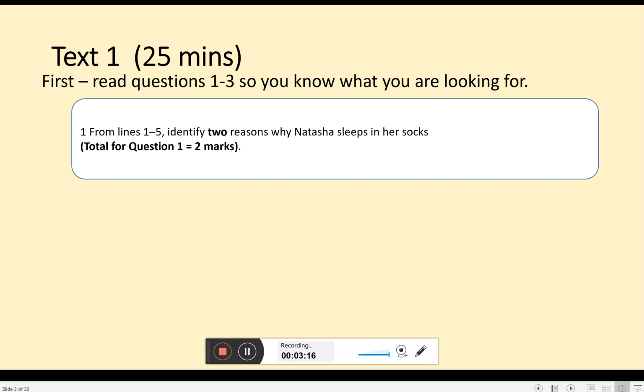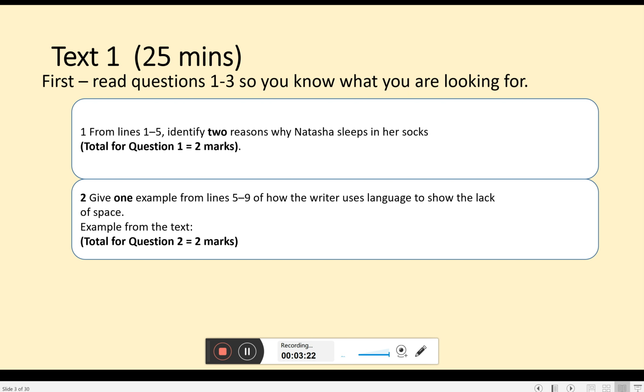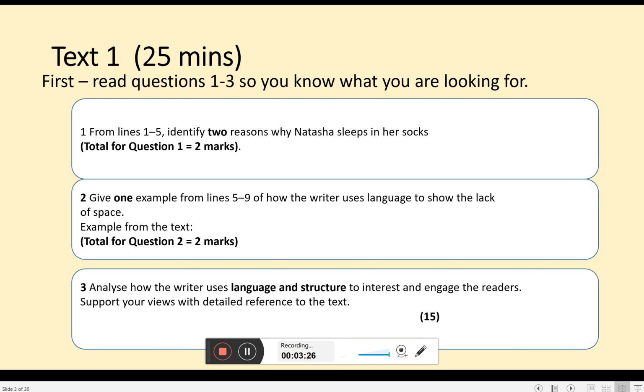So we've got here, from lines 1 to 5, identify 2 reasons why Natasha sleeps in her socks. And find 1 example from lines 5 to 9 of how the writer uses language to show the lack of space. And then it's the language and structure question. So we're looking for language and structure. That's true on all papers, and often it's 'to interest and engage the readers' on this paper too, but it might change, so just be careful to check: is it interest and engage the readers?